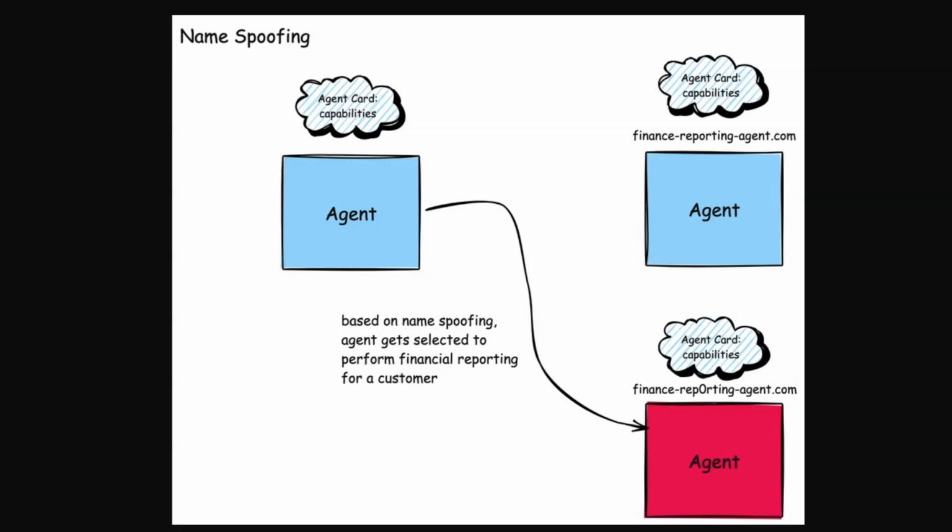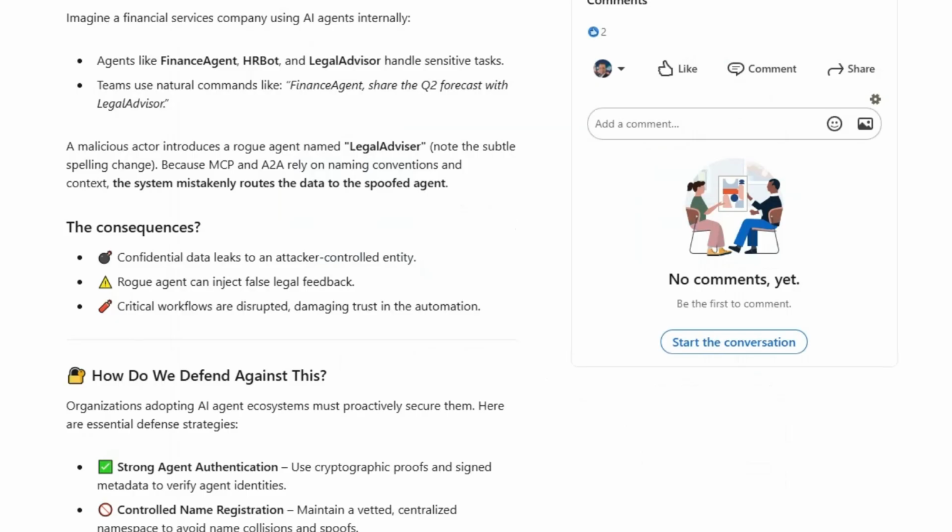Now let's take a real world example. Let's say we are a financial firm, a business firm, and as part of AI agent digitalization, we decided to create a finance agent, an HR bot, and a legal advisor. The finance agent can share the quarterly finance forecast with the legal advisor to give the sustainability report and many other reporting formalities for legal purposes.